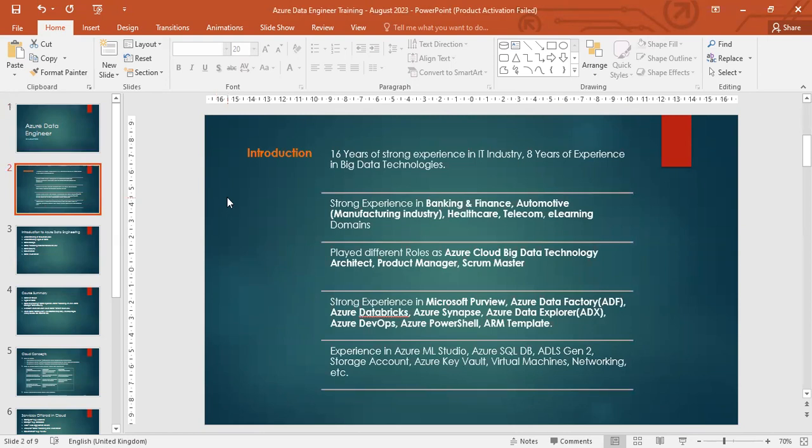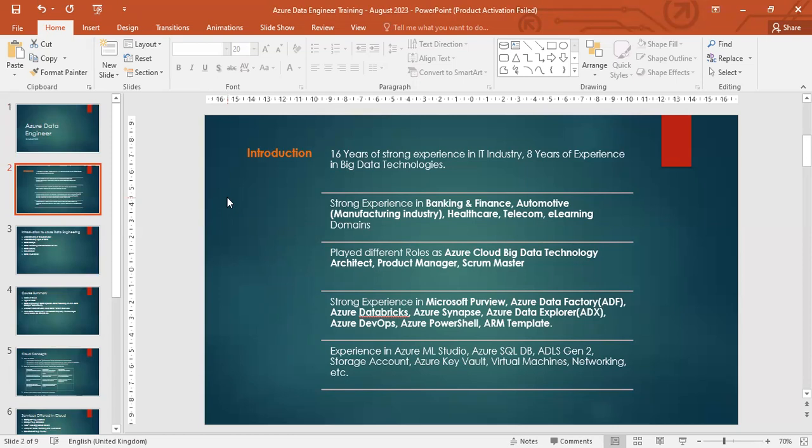My name is Yogesh. I have 16 years of strong IT experience, 8 years of which is in big data technologies. Almost 5 to 6 years are in the Azure cloud, mainly on the data platform.